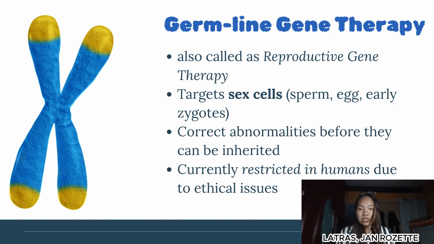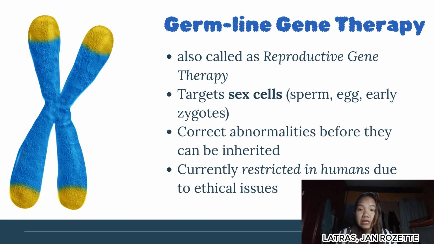The purpose of this gene therapy is to correct defective genes in the germ cells before fertilization or early development, and to prevent the transmission of genetic diseases to offspring and future generations, and lastly, to eliminate inherited diseases permanently from a family line.